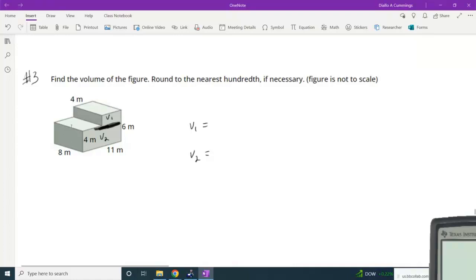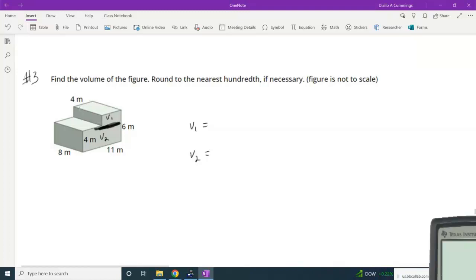As we take a look at the first shape, V1, we need to know the length, the width, and the height. As I look at the figure, I'm given that the width of this thing is 4.